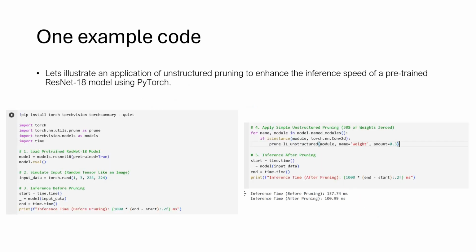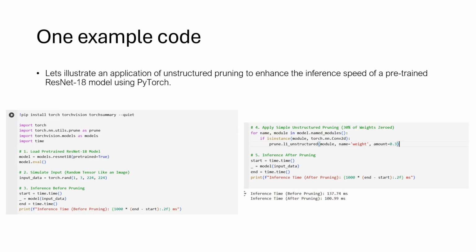A simple example is always required and we always go with that approach. We are going to see a very simple code where we can understand the application of unstructured pruning to enhance the inference speed of a pre-trained ResNet 18 model using PyTorch. PyTorch is most preferred. Again, we'll have some learning over there as well in the near future.